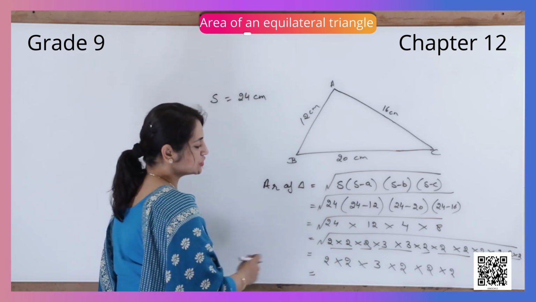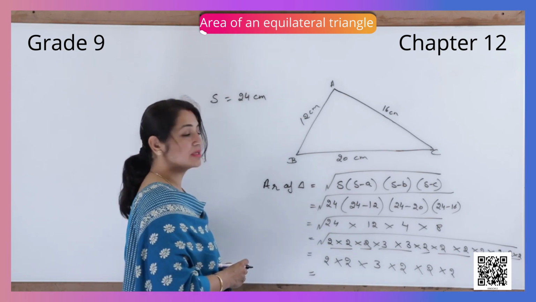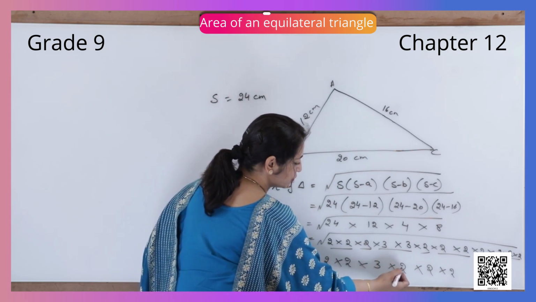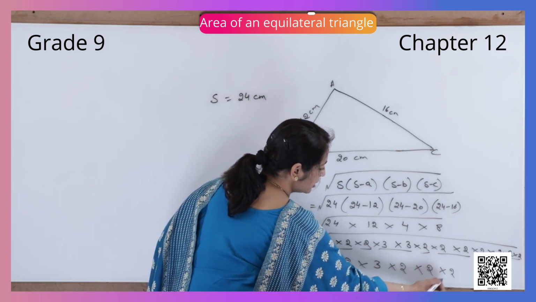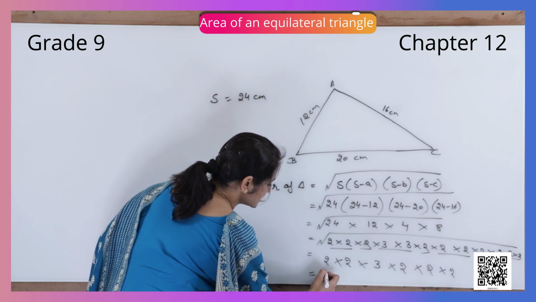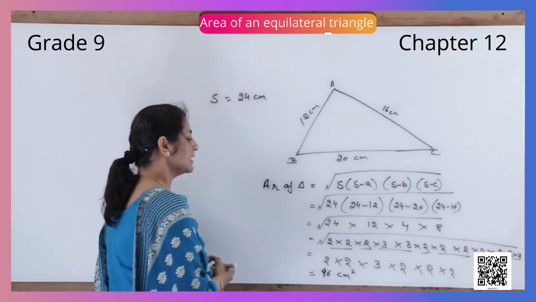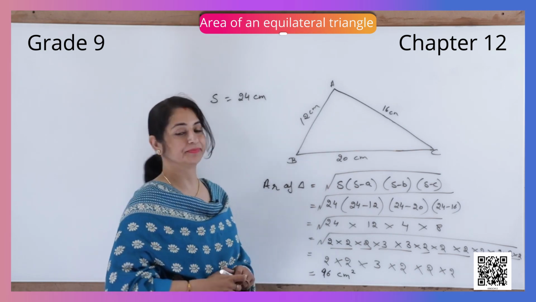Now, the multiplication of all these factors will give us the area. 2 2s are 4, 4 3s are 12, 12 2s are 24, 24 2s are 48 and 48 2s are 96. So, the area of the triangle will be 96 centimeter squares.